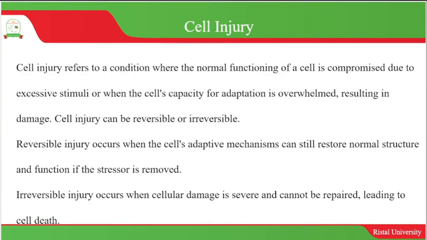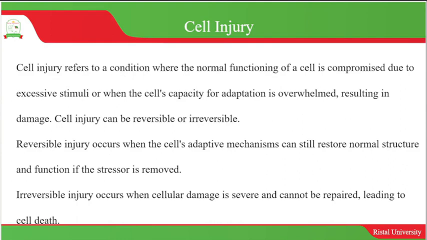So if the stressor is removed and we restore the normal function of the cell, those injuries are called reversible injuries. So the reversible injury occurs when the cell adaptive mechanism can still restore normal structure and function if the stressor is removed. And irreversible injuries occur when cell damage is severe and cannot be repaired, leading to cell death.